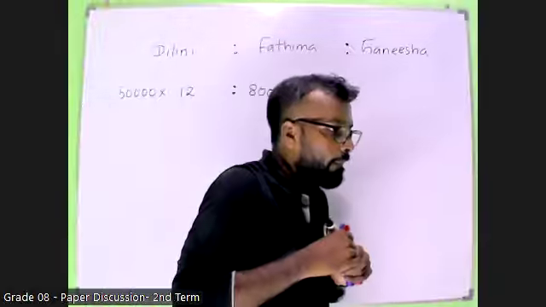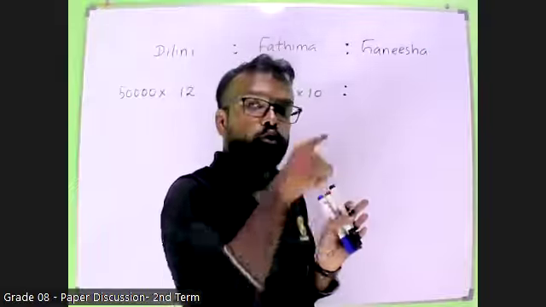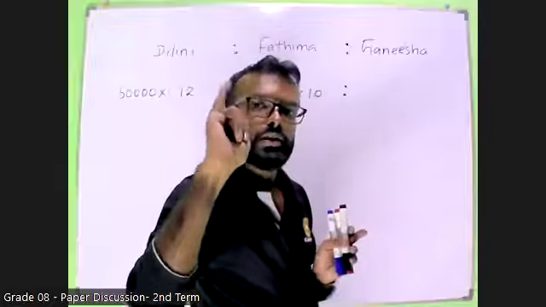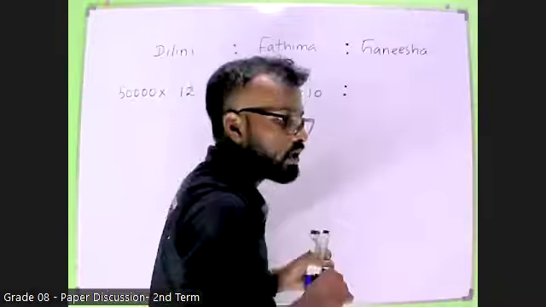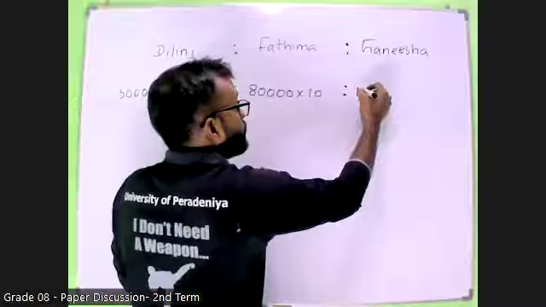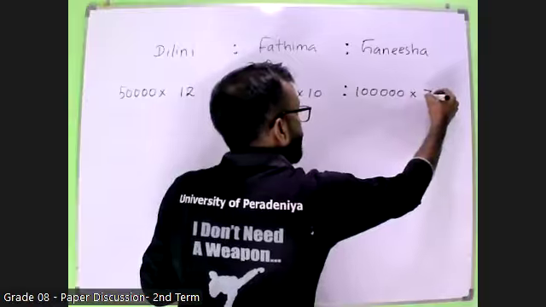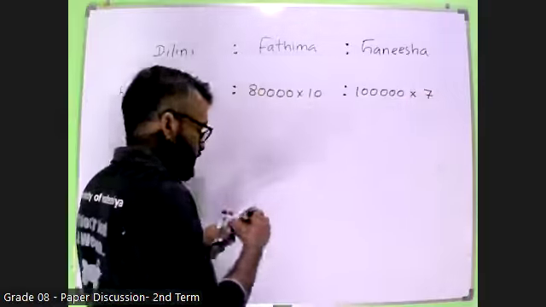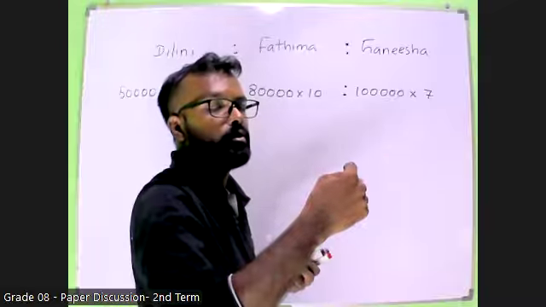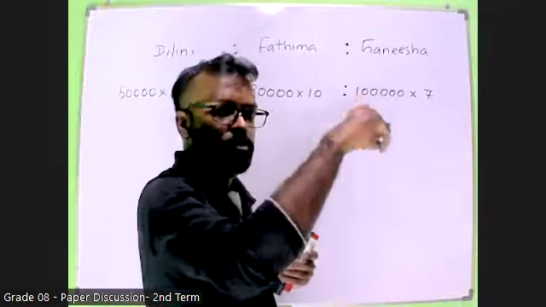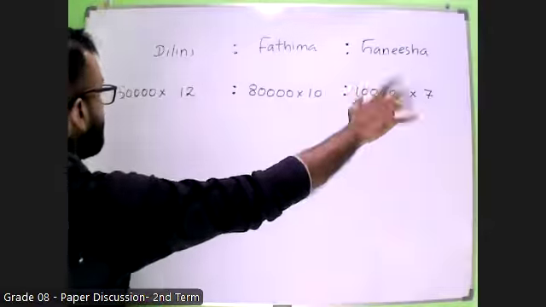Then Ganesha joined on 1st of June. So from June to December: June, July, August, September, October, November, December. 7 months are there, right? So she has invested 100,000 into 7 months. So the invested period will be 7 months. You have to count the months from June to December.